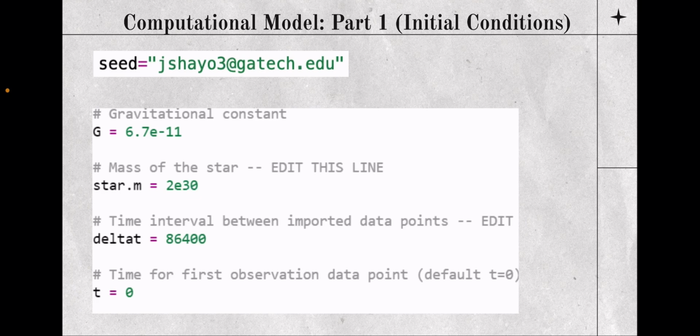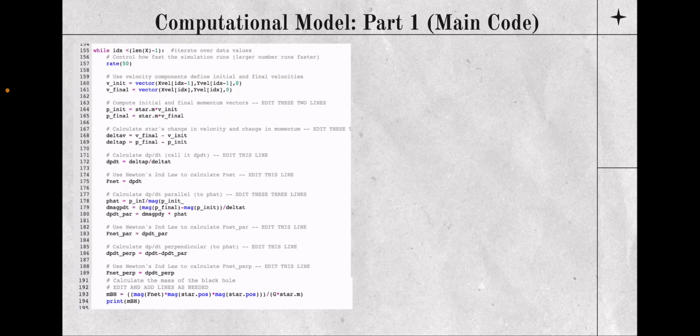For the first part of our computational model, we look at the initial conditions, which provide the position and velocity of the star, the gravitational force between the black hole and the star, and the time step adjustments to simulate the motion accurately. The main code of the computational model in part one included observations that the orbit was elliptical and that the gravitational force was weaker when the star was farthest from the black hole, which is affirmed by the equation that states that when the radius is bigger, the gravitational force is smaller.